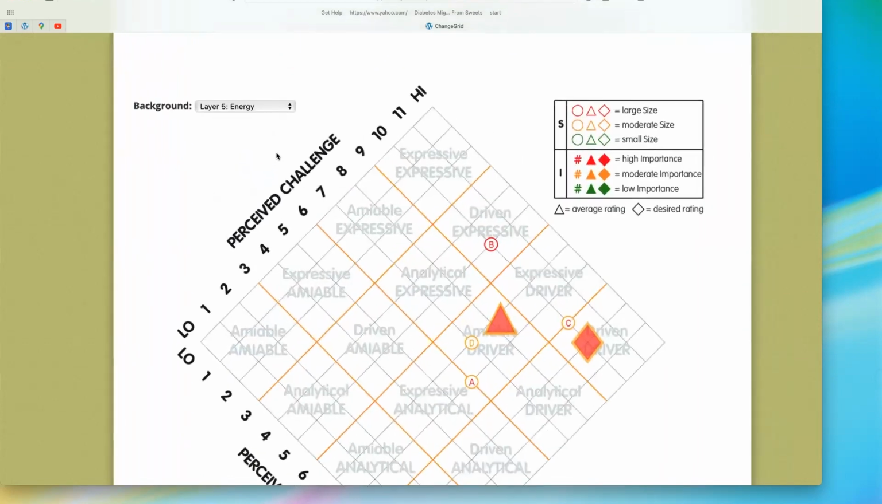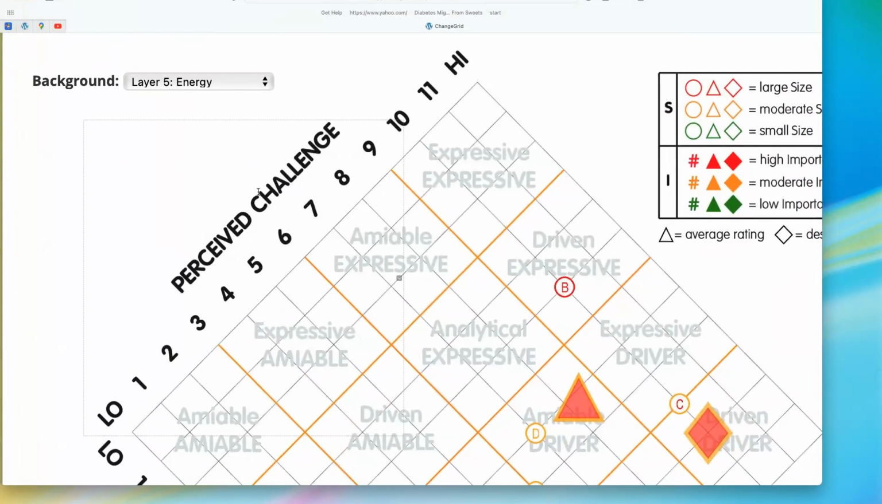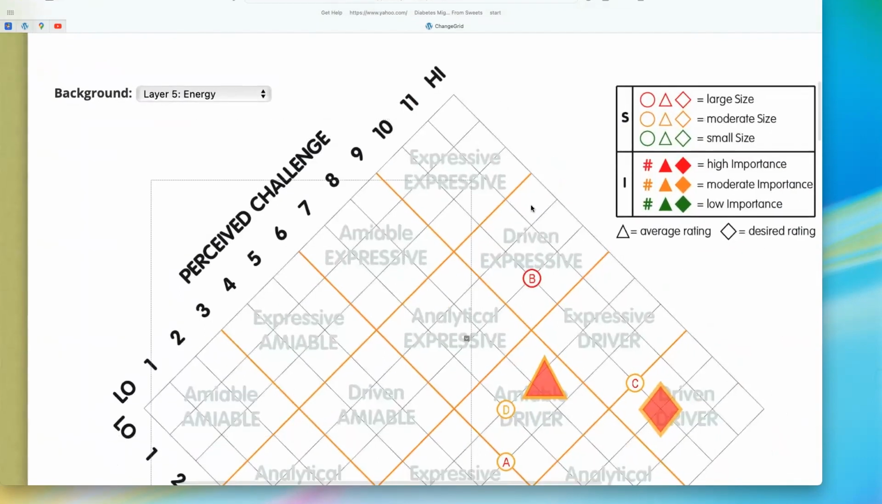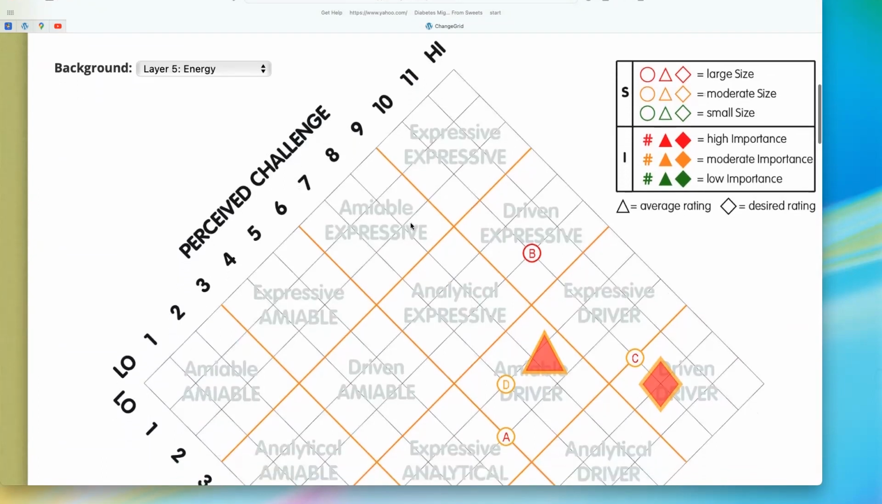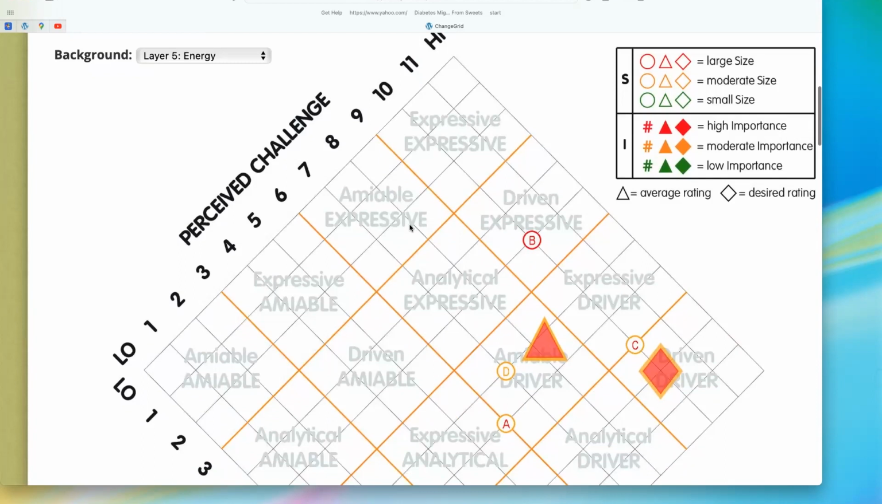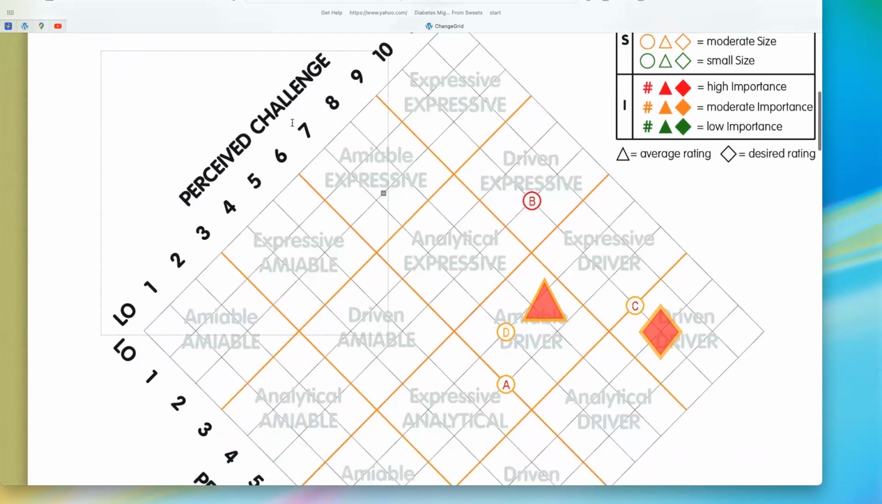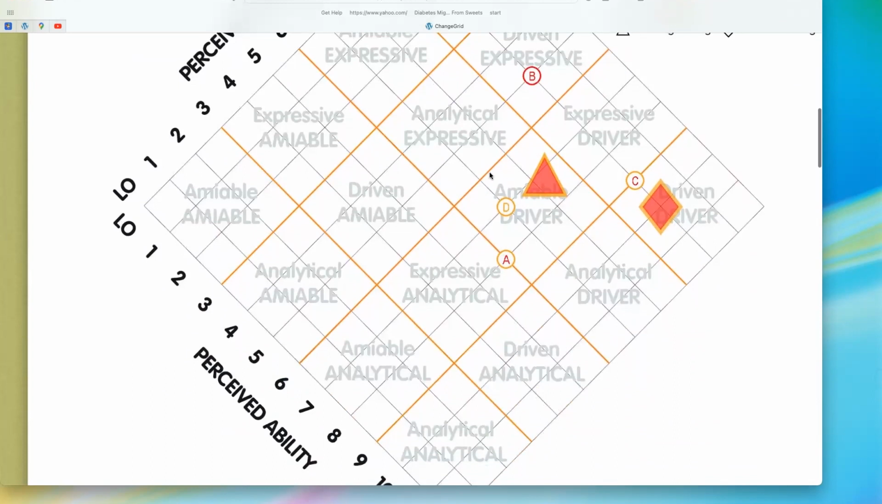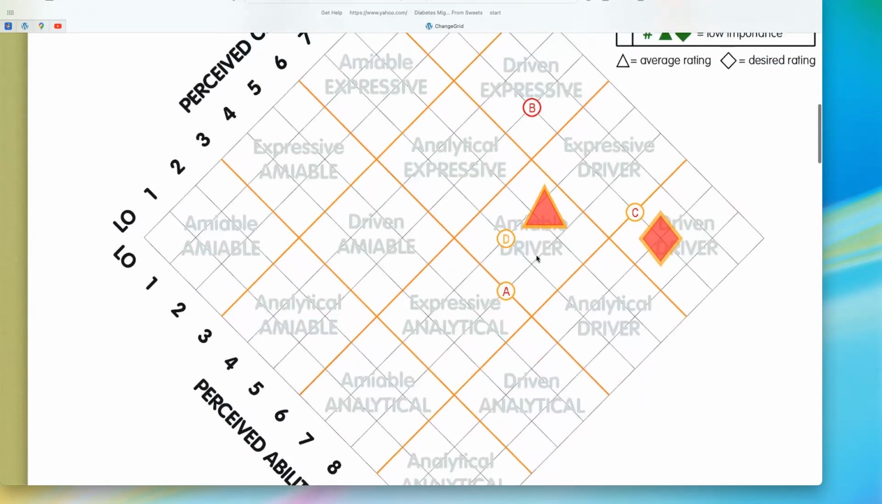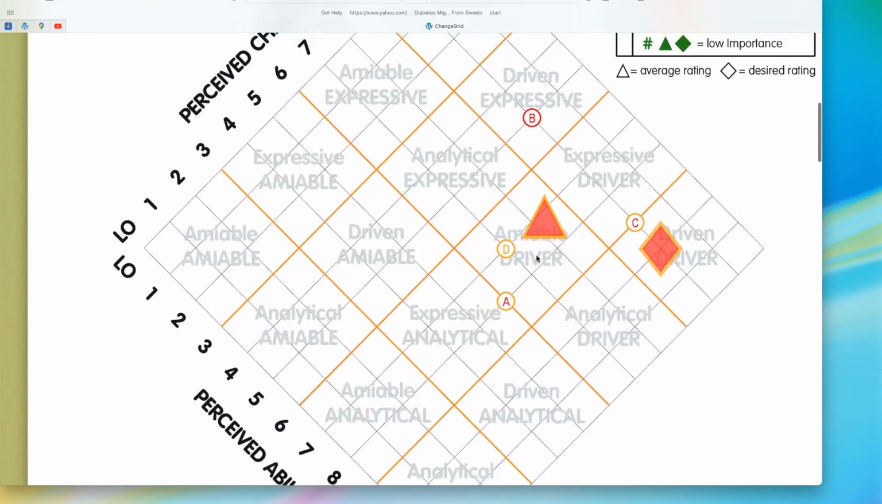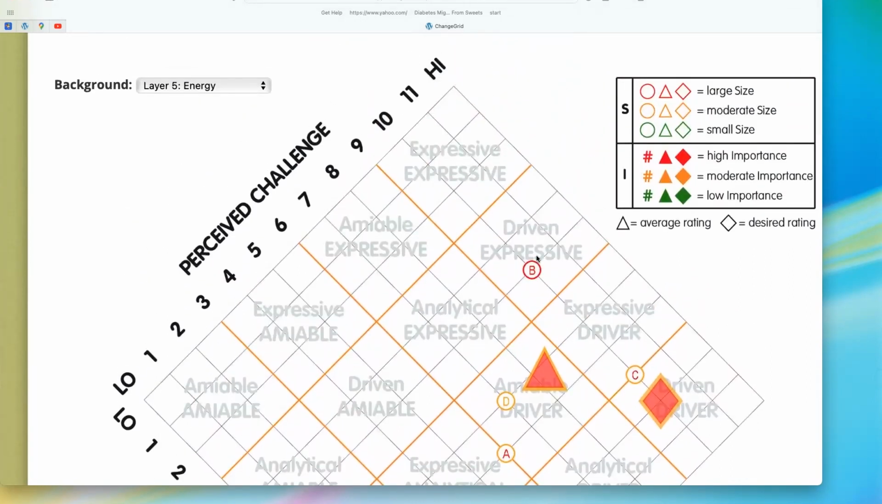Again, I'll try to keep this zoomed in, but it seems like it wants to reset every time I do something. The other thing I'll draw to your attention is this legend over here: S for size, I for importance. Obviously, your physical location on the change grid reflects the answers you gave for perceived challenge up here and perceived ability down here. So I know the answers to those 2 dimensions the moment I look at a change grid, but how do I understand what people think the size is or the importance is? Well, that's when we had to be a little more creative.